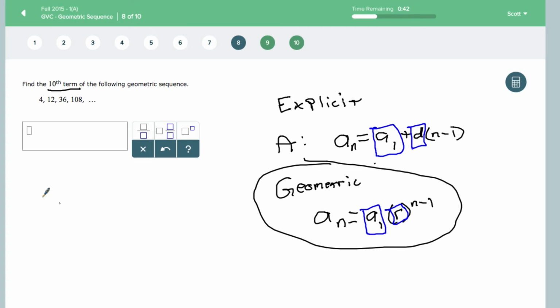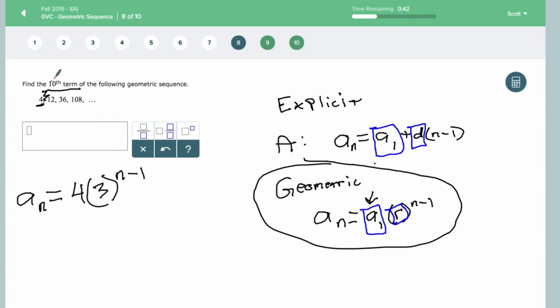Well, I need to plug some stuff in. I have a sub n equals, what's my first term? Right there it wants my a sub 1, so my first term is 4. Then I have a parentheses. Now my r. What is my r? What is my common ratio? 12 divided by 4 is 3. So it's times 3. And then raised to the n minus 1.